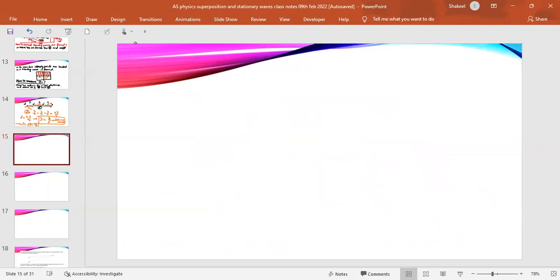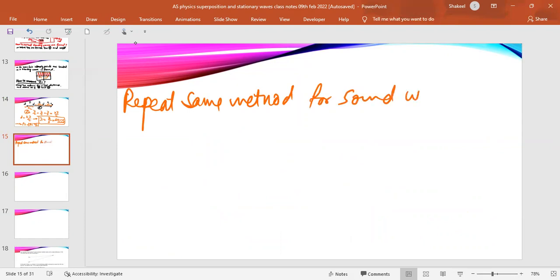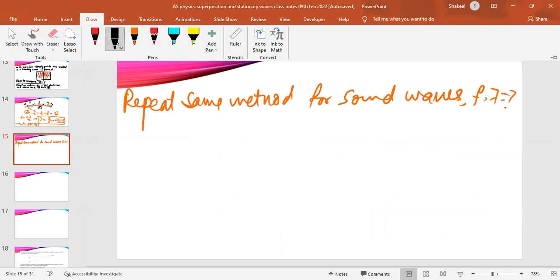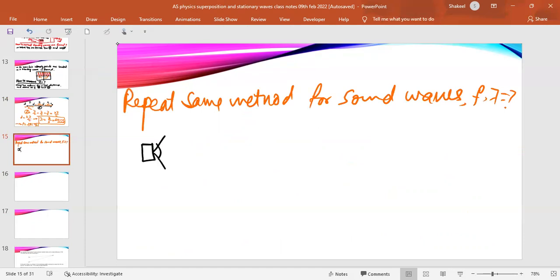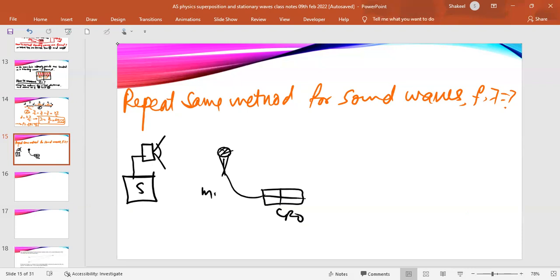So you can repeat the same method for sound waves to measure the frequency or wavelength of the sound wave. But you will just change the apparatus, like you will use a loudspeaker this time with which a source is attached, and then you will use a microphone and attach it to the CRO, because a microphone or mic is used to detect sound waves. And then there is a reflecting wall.